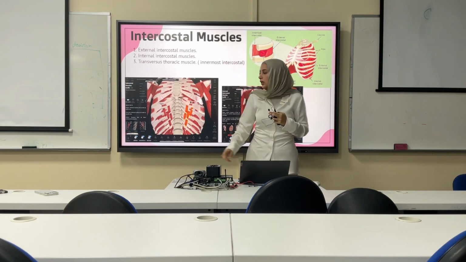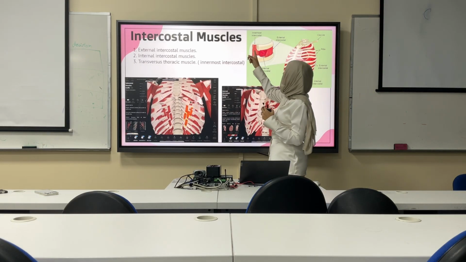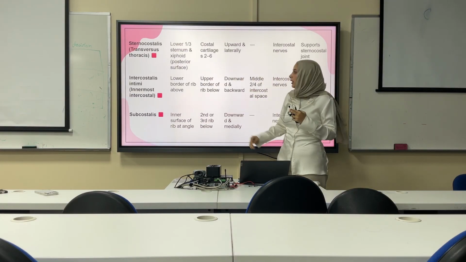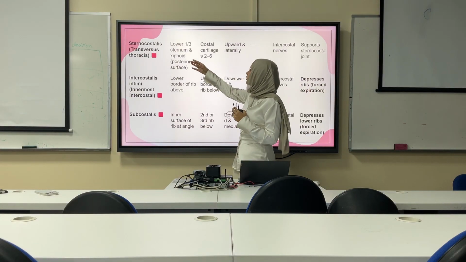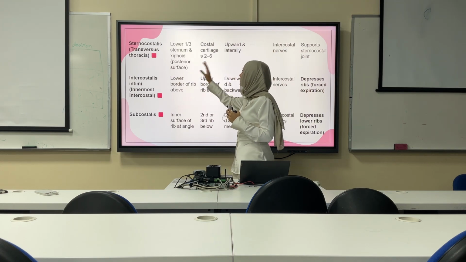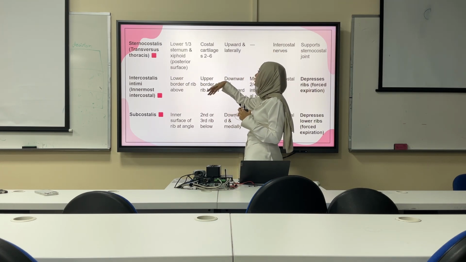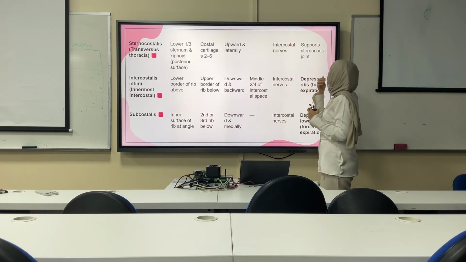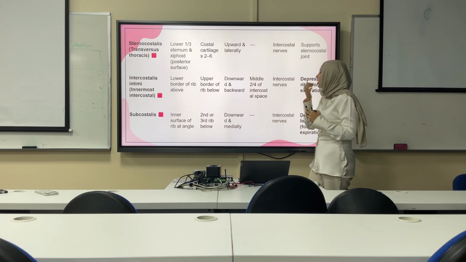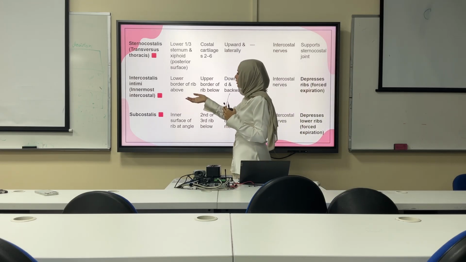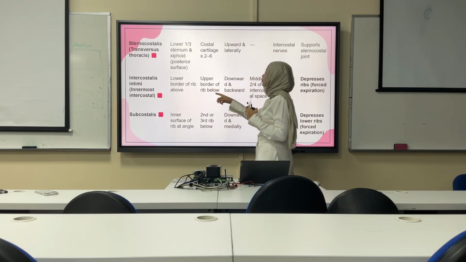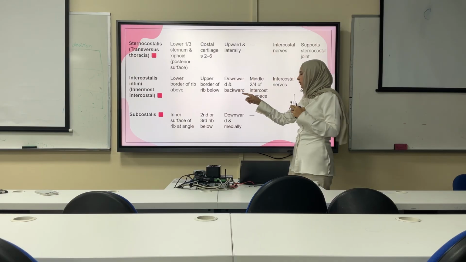I think this is just the innermost, like where is it? This one. Okay, the inner layer. So this one actually, the origin is from the lower third of the sternum. It goes to the costal cartilages, upward and laterally, also supports the sternocostal joint. And then intercostalis, or in the innermost, right? This is the innermost. Lower border of rib above, and then attaches to the upper border of the rib below.